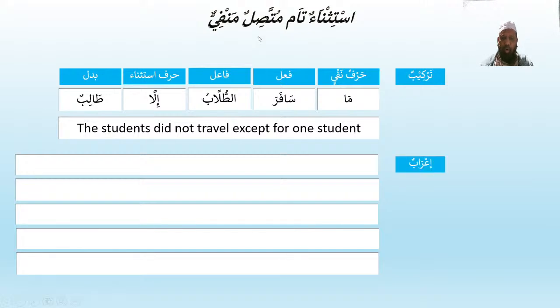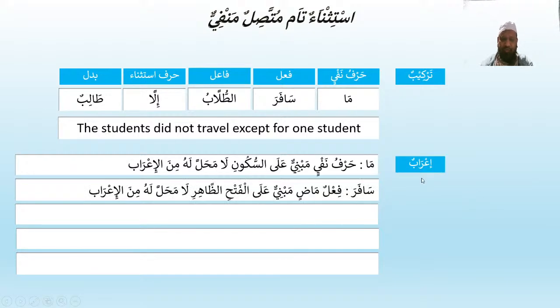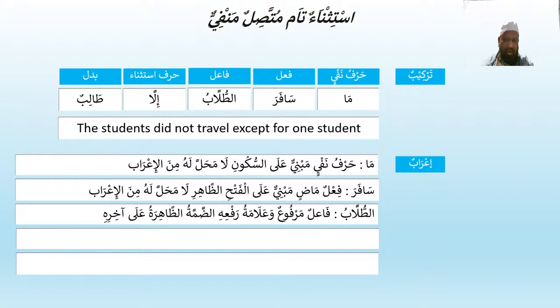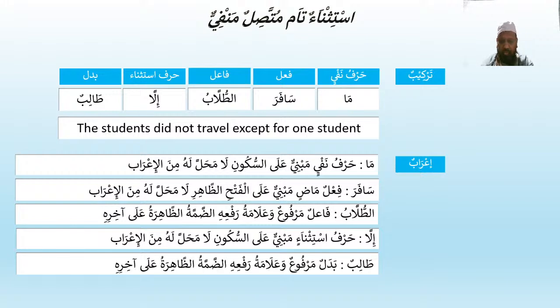Now the i'rab of all these will be the same. ما حرف نفي مبني على السكون لا محل له من الإعراب. سافر فعل ماض مبني على الفتح الظاهر لا محل له من الإعراب. الطلاب فاعل مرفوع وعلامة رفع الضمة الظاهرة على آخره. إلا حرف استثناء مبني على السكون لا محل له من الإعراب. Now look at the word طالب now. طالب بدل. Okay. Now this time it is following the i'rab of rafa', so it's marfu'. بدل مرفوع وعلامة رفع الضمة الظاهرة على آخره.